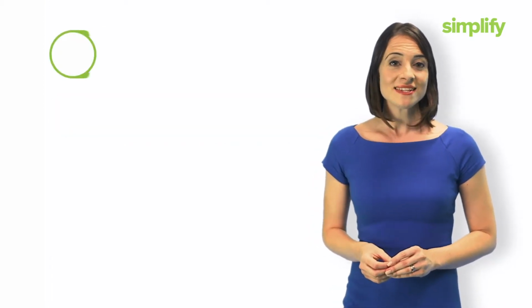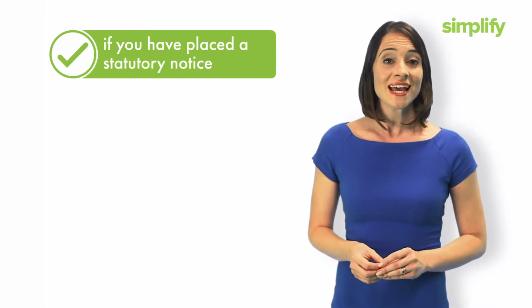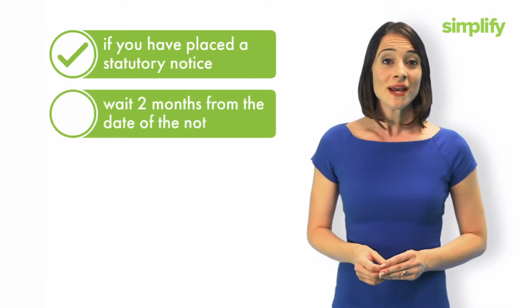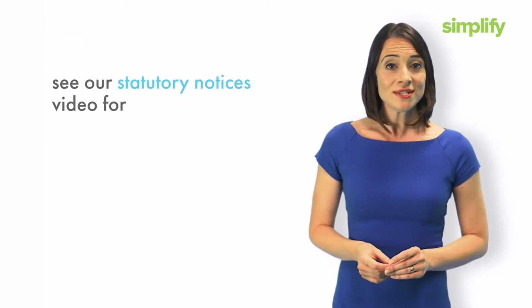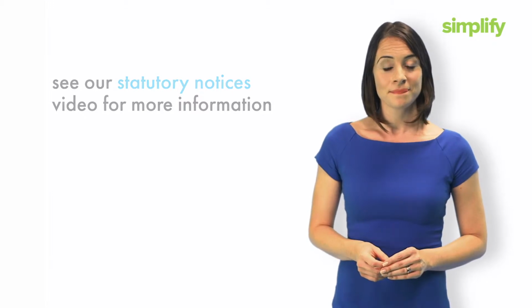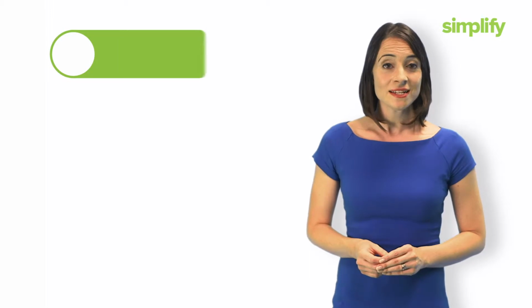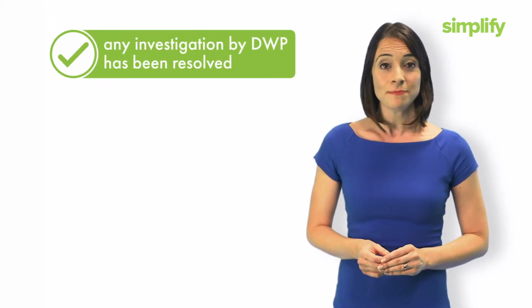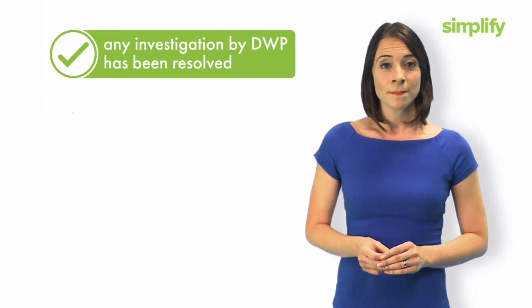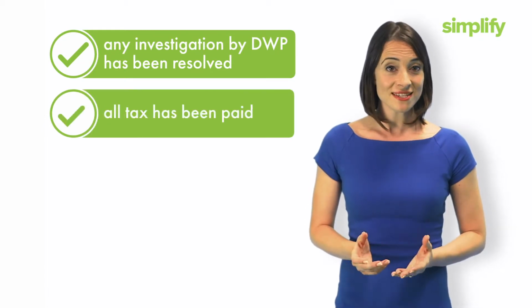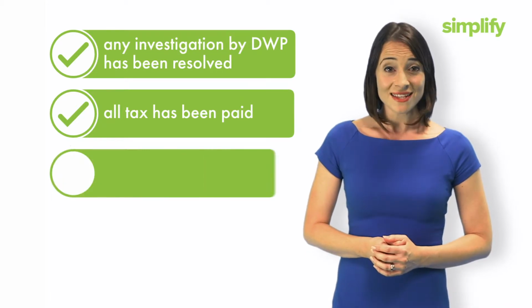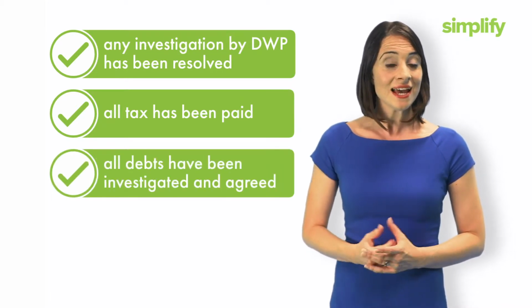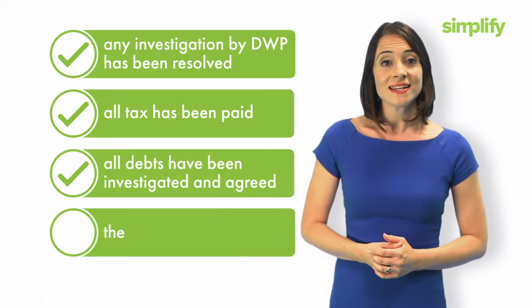Similarly, if you've placed a statutory notice for protection against unknown debts, you need to wait 2 months from the date of the notice. See our statutory notices video for more information. You also need to make sure that any investigation by the DWP into overpaid benefits has been resolved, all income tax, inheritance tax and capital gains tax has been paid, and all debts that you know about have been investigated and agreed, and the estate is solvent.